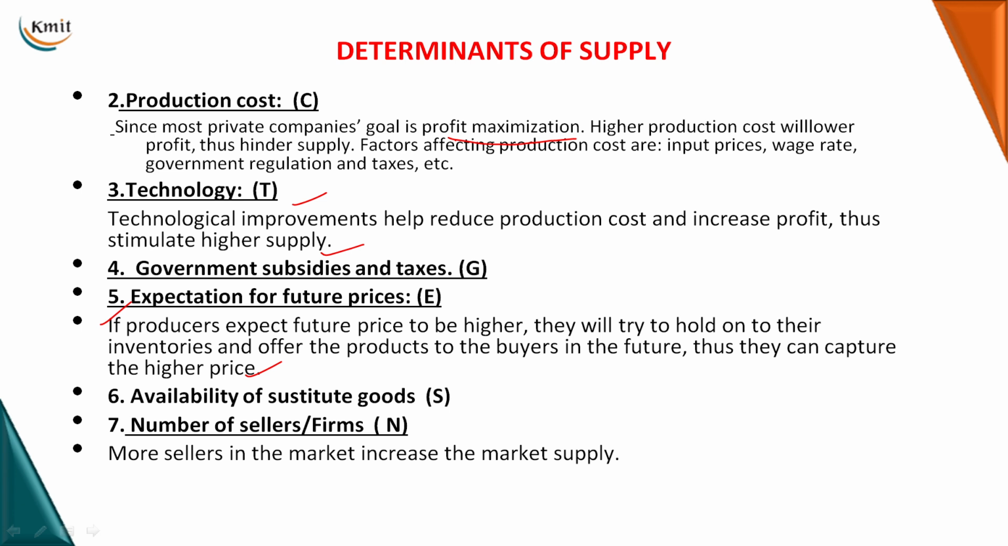Number of sellers. The number of sellers and firms that are available delivering a particular type of commodity. More sellers in the market increases the market supply. Competition gives rise to high competition in the market.